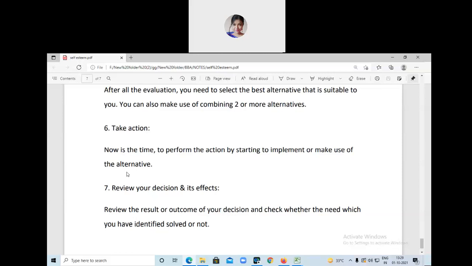Is it clear, students? Yes, clear ma'am. Clear to you all? Yes, ma'am. Any doubts, any questions? Because if it's clear, then I will start a new topic.